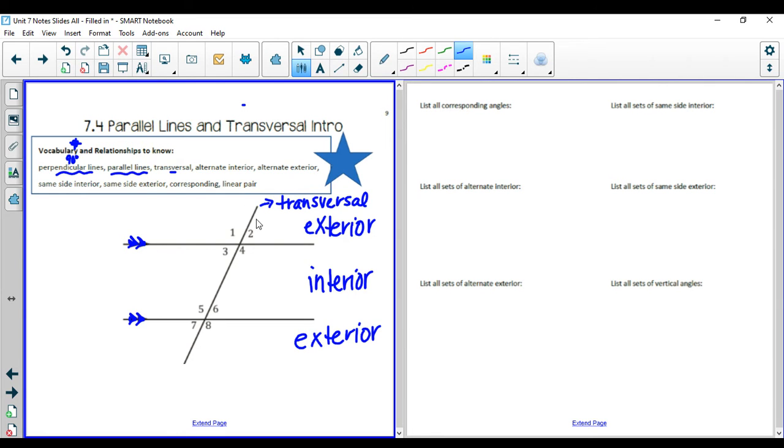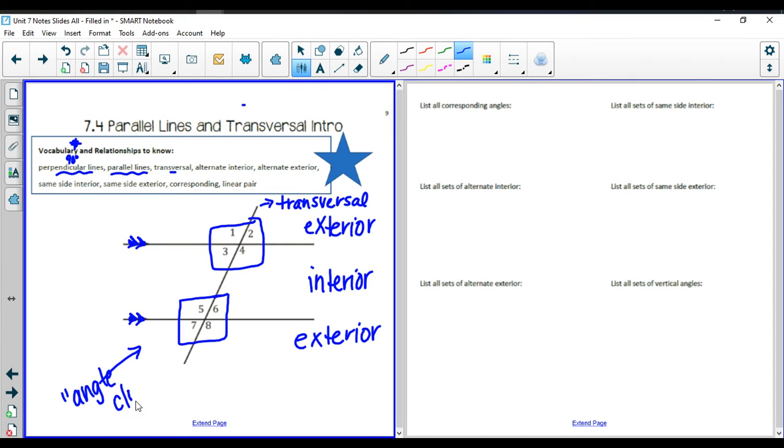The next thing I'm going to ask you to do is to take your pencil. I'm going to have you box up angles 1, 2, 3, 4, and then also do the same thing down here with angles 5, 6, 7, and 8. These I'm going to call, for today and for the rest of our unit, angle clumps. So when I ask you to clump the angles, I'm asking you to group those together, so we're looking at them as a set.